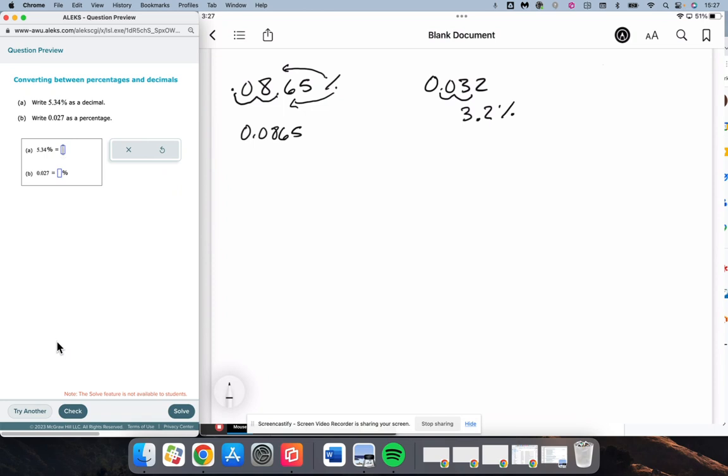Okay, next we have 5.34%. Remembering that the percent symbol helps me remember that I got to push those decimals back into the left. And so the butt cheeks thing, 1, 2, right there, I get 0.0534 as a decimal.